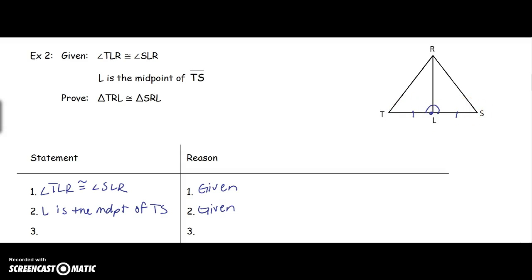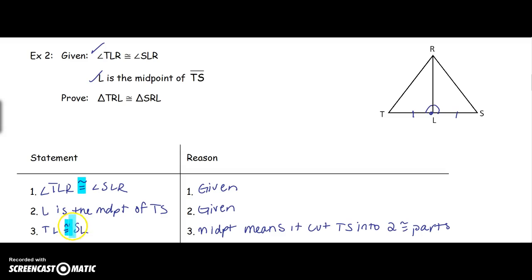What happened? Well, what happened is you have 2 pieces of information that are now the same length. So you could say TL is congruent to SL. And you can say that because midpoint means it cut TS into 2 congruent parts. Now, we are out of givens. We used this one and we used that one. But we only have 2 congruency statements.